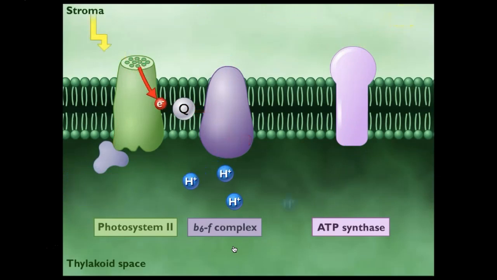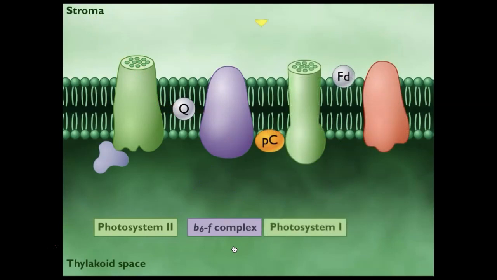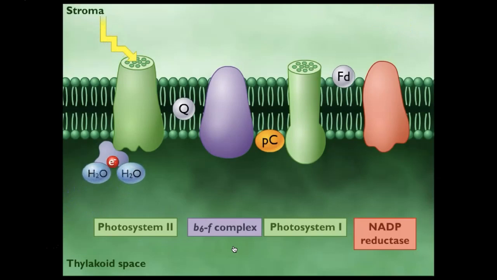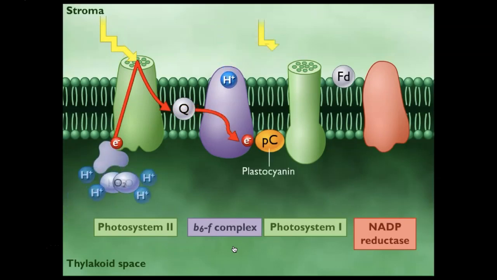Right, when photosystem 1 absorbs a photon of light, its reaction center passes high-energy electrons to ferredoxin. The enzyme NADP reductase then transfers the electrons to NADP to form NADPH. Electrons lost from photosystem 1 are replaced by electrons generated from photosystem 2. A small protein called plastocyanin, PC, then carries the electrons from the B6F complex to photosystem 1.